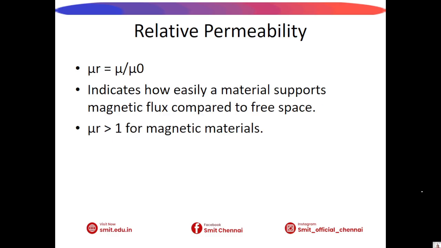Next we see about the relative permeability. Relative permeability indicates how easily a material supports magnetic flux compared to free space. It is defined as ν_r = ν / ν₀, where ν is the permeability of the material and ν₀ is the permeability of free space. For air, relative permeability is approximately 1. For magnetic materials such as iron, the value can be several hundred or several thousand. Materials with a higher relative permeability allow magnetic flux to pass more easily and are therefore widely used in transformer cores and electrical machines.